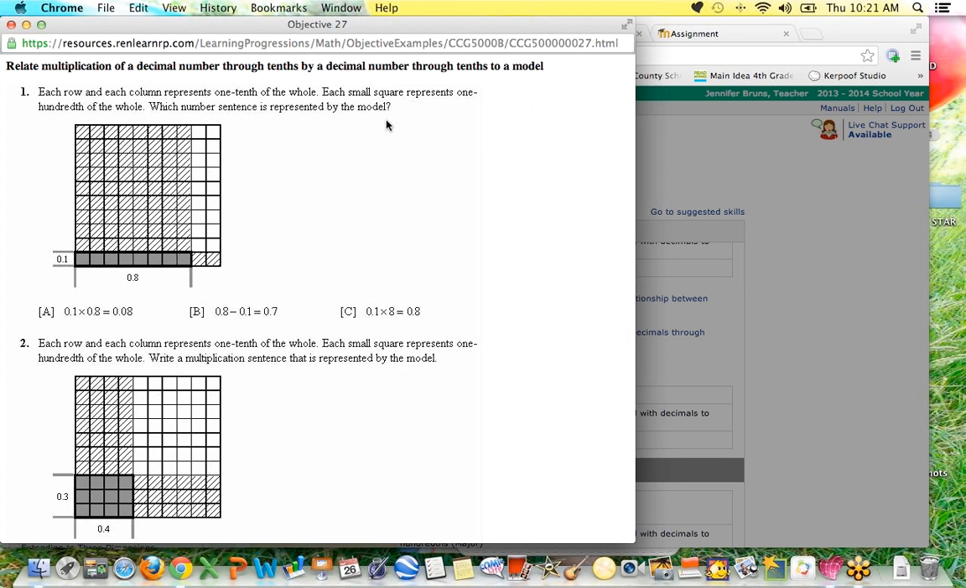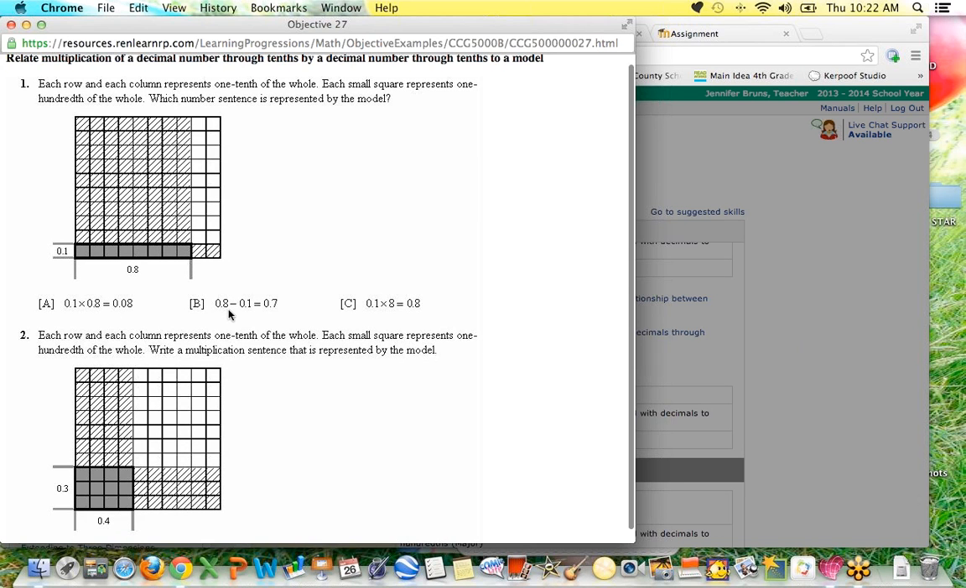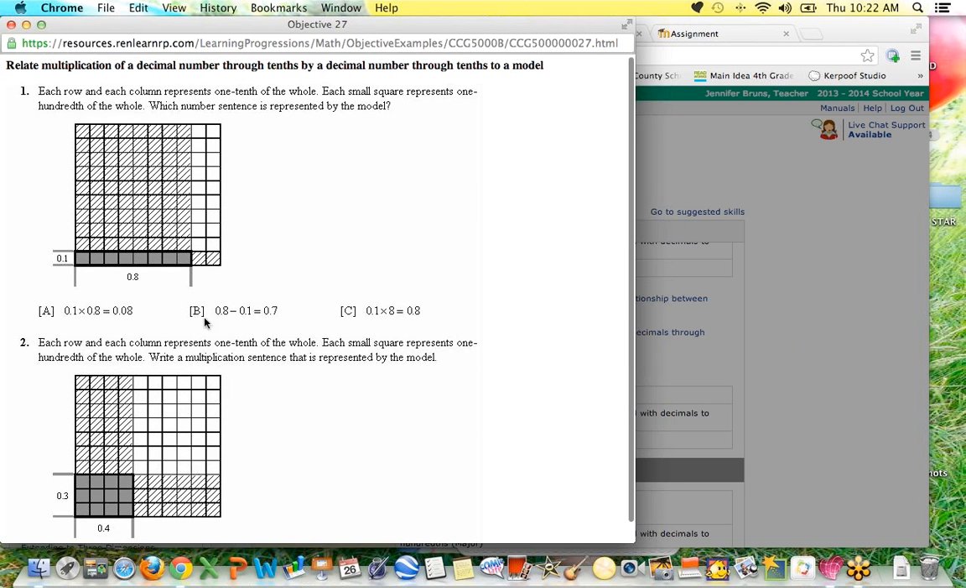So what are they asking us here? They're asking us which number is represented by the model. Well, it looks like they shaded in 8/10. Oh, it's a subtraction problem. So we would have, or is it a multiplication problem? 1/10 times 8/10 equals 8/100. Or would we have 8/10 minus, no, B is incorrect.